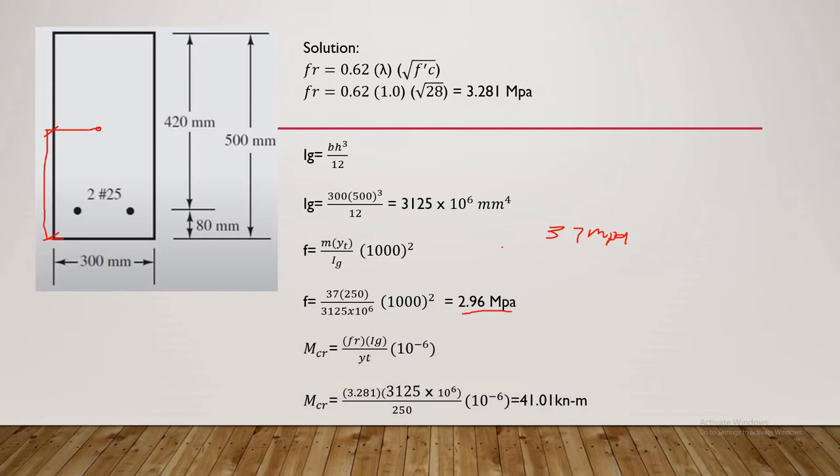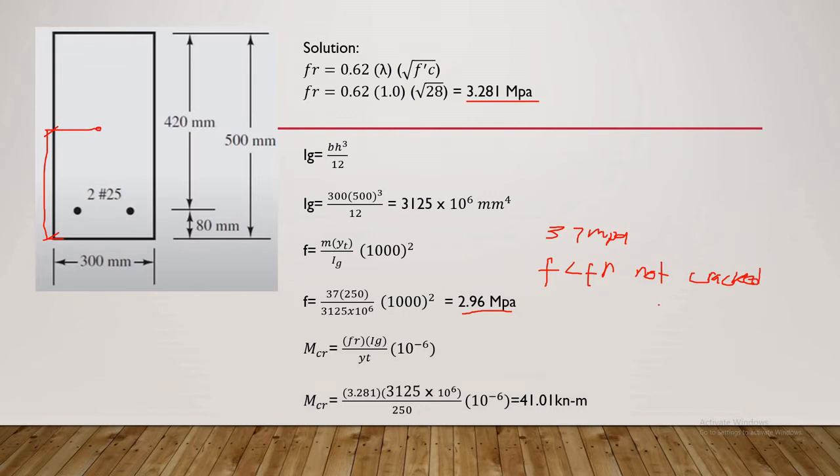Okay, so checking if cracked or uncracked. If yung F natin is less than our FR or yung modulus of rupture, our section is not cracked. So since ang nakuha nating F is 2.96, it is less than dun sa ating FR na 3.281 megapascal. So it means that our F is less than the FR, so our section is not cracked. So we can say na yung section natin is uncracked.